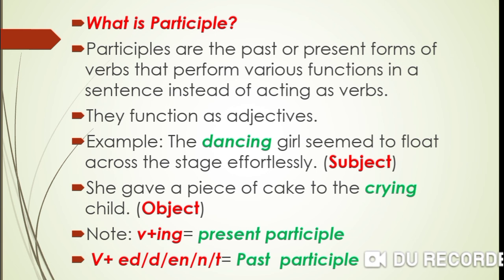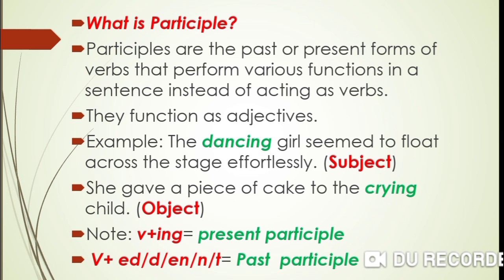Now we'll talk about the participle. Participles are the past or present forms of the verb that perform various functions in a sentence instead of acting as verbs. So they are not acting as verbs, they are acting as something else. So what is that? That is an adjective. So a participle works as an adjective.